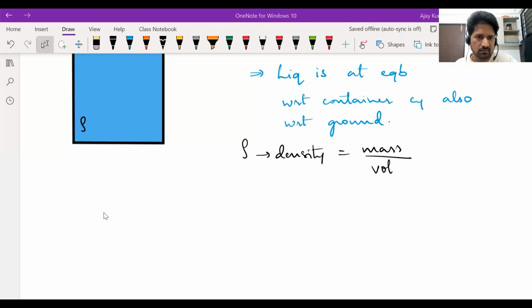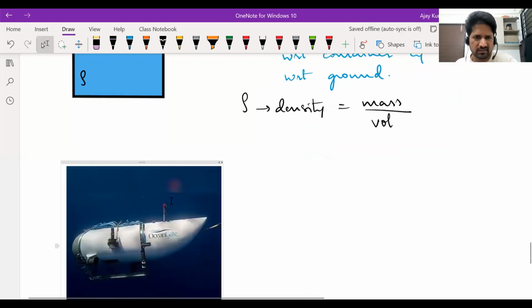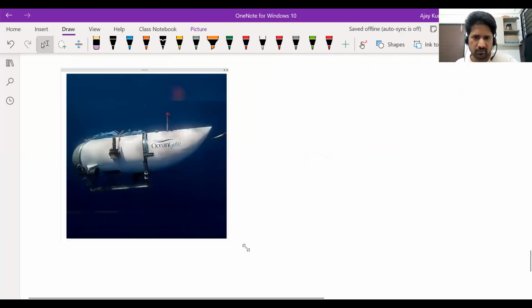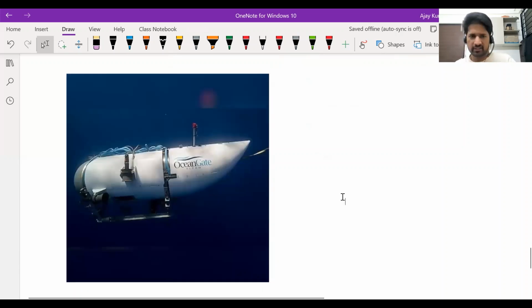Yeah. So there was, I don't think that company exists anymore. There was this company called Ocean Gate. They do deep sea tourism. They take people deep under the sea. So the name of this particular ship or pod is Titan.